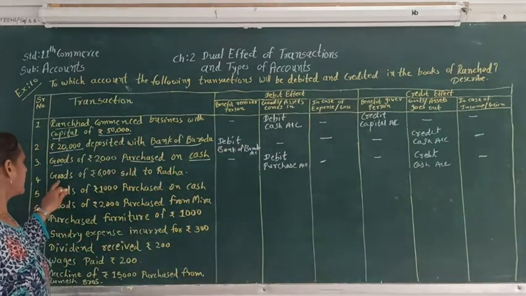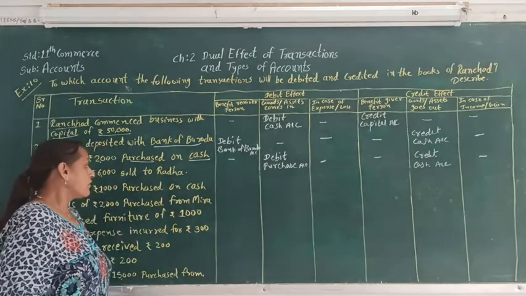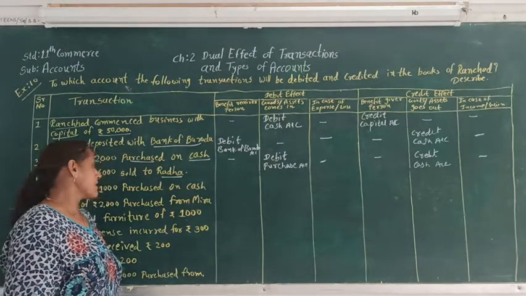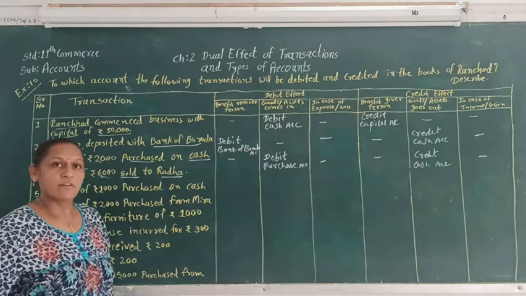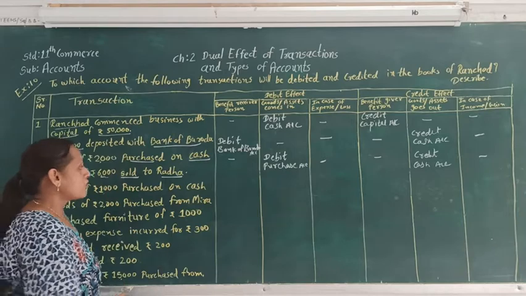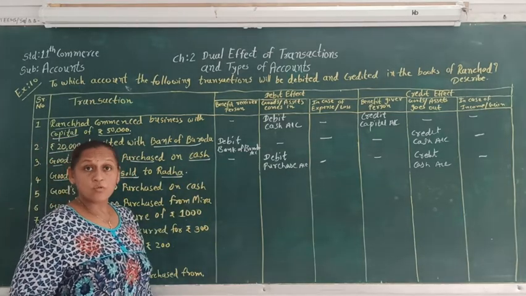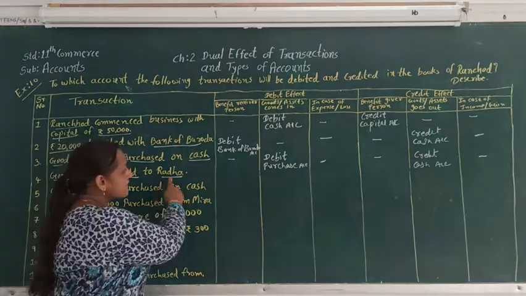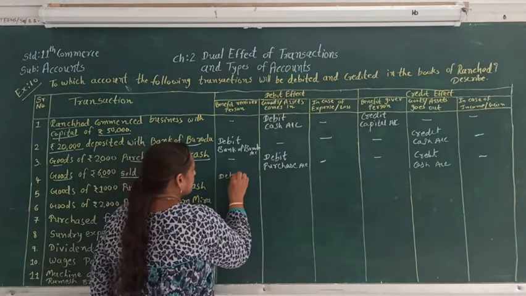Let's see the fourth one. Goods of rupees 6,000 sold to Radha. So here the very first account we can see is the Radha account, and it is a personal account, and the other account is goods sold. Goods sold means we have sold the goods, and goods is going out of the business. So here Radha is the receiver. The rule of the personal account is debit the receiver, and Radha is the receiver. So here we are going to debit the Radha account.